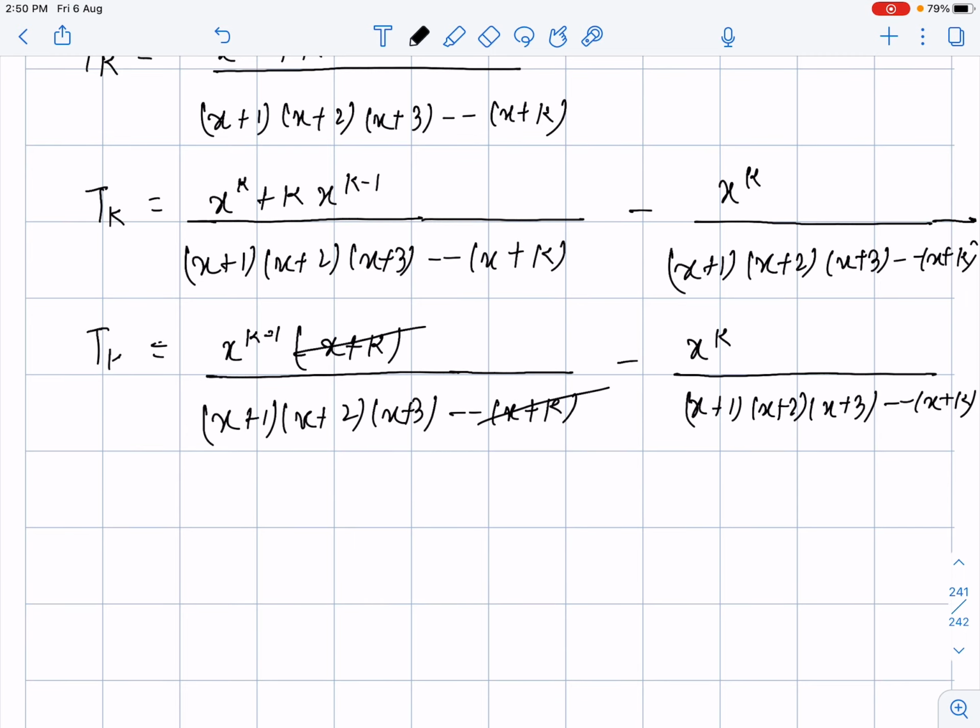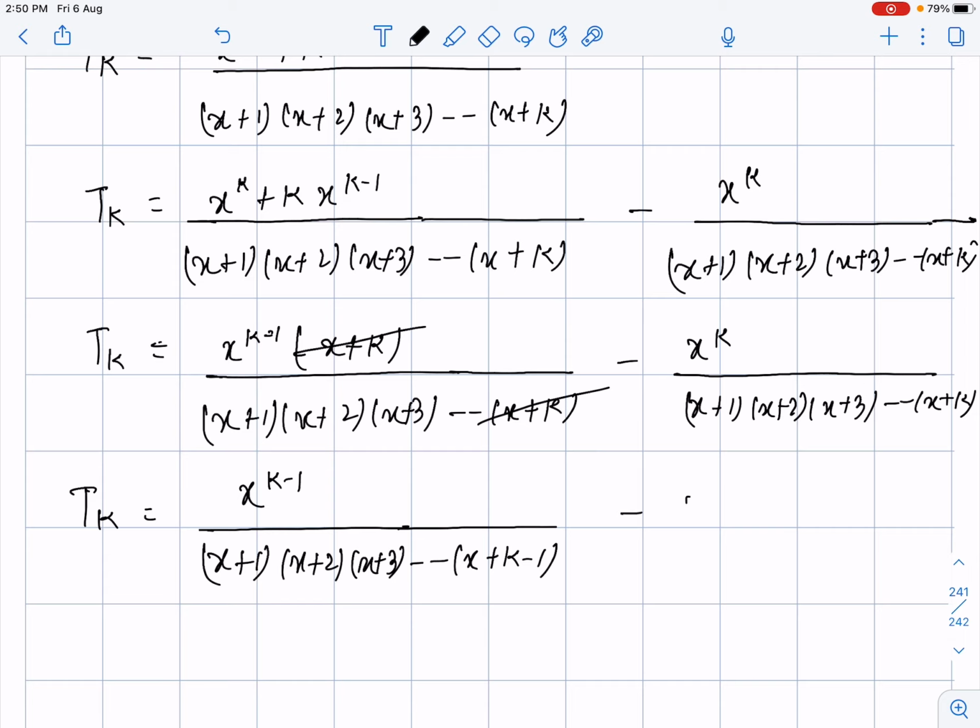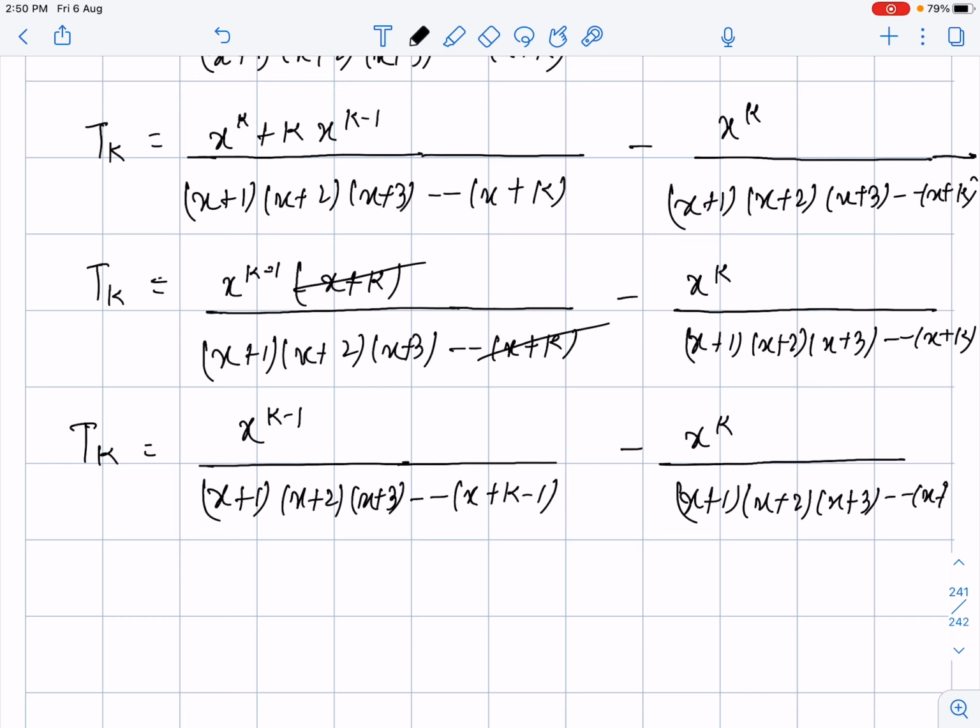The way we have broken the question, tk can be written as x to the power k minus 1 divided by x plus 1 multiplied by x plus 2 multiplied by x plus 3, and so on up to x plus k minus 1, minus x to the power k divided by x plus 1, x plus 2, x plus 3, and so on up to x plus k.